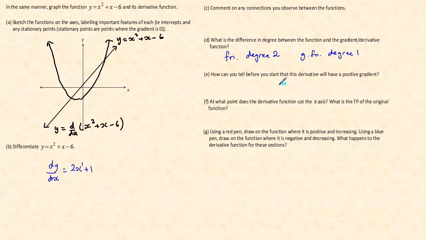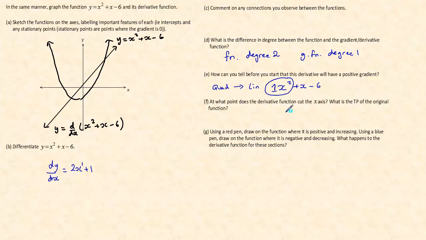How can we tell before we start that the derivative will have a positive gradient? Well, to start with, the original function is a quadratic, and that means when we differentiate we'll end up with a linear. So it's either going to have a positive or a negative gradient. Then if we consider the x squared plus x minus 6, the highest order term has a positive coefficient. So that would tell us.